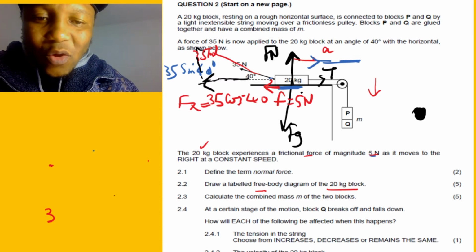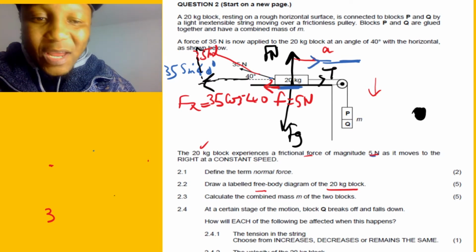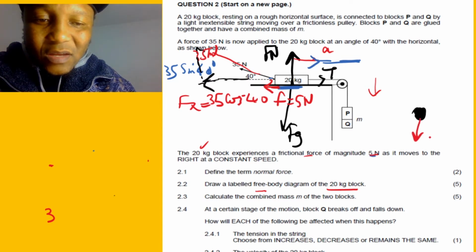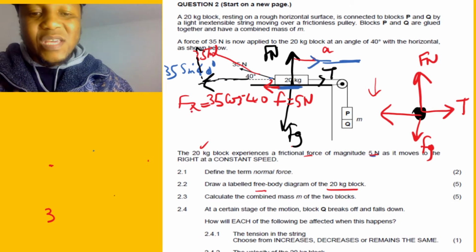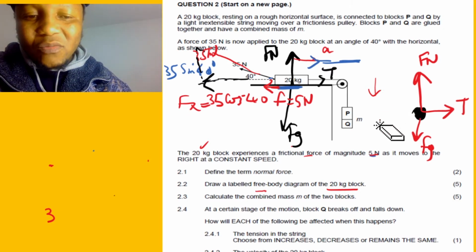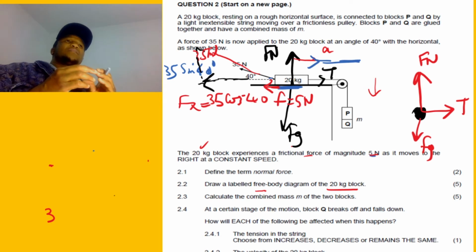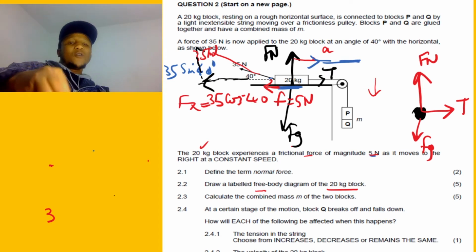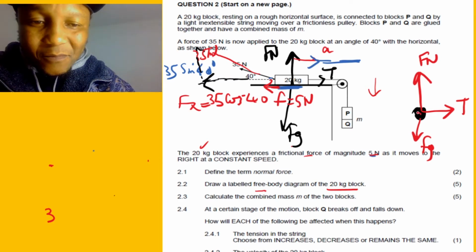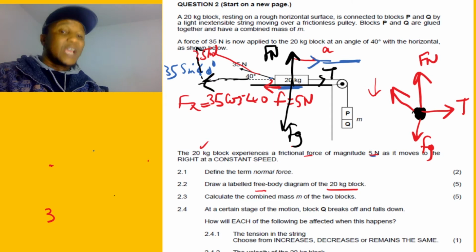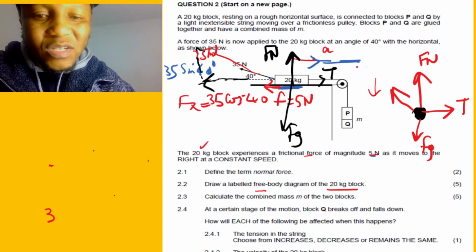So now we allocate all the forces acting on this: force of gravity, force of normal, and this tension here because of the string. We don't have anything else here. I was wrong, because, like I said, you do not represent a resolved force on a free body diagram. That's unacceptable. The only force here is the actual force, not the one that you have resolved, which is 35 Newton.